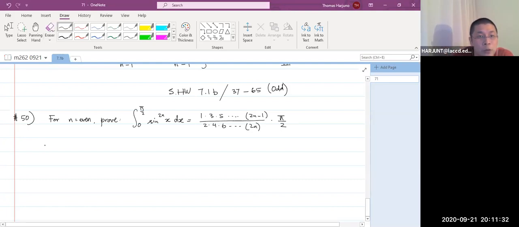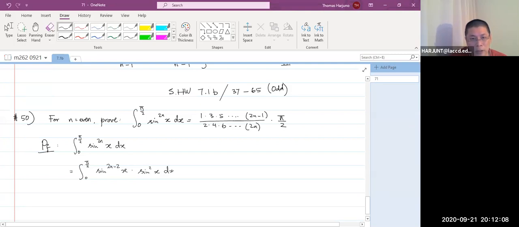Now, let's prove that first. Prove integral from 0 to pi over 2 of sine to the 2n of x dx. I will make it like this. Integral from 0 to pi over 2 of sine to the 2n minus 2 of x times sine squared of x dx. Is it okay?